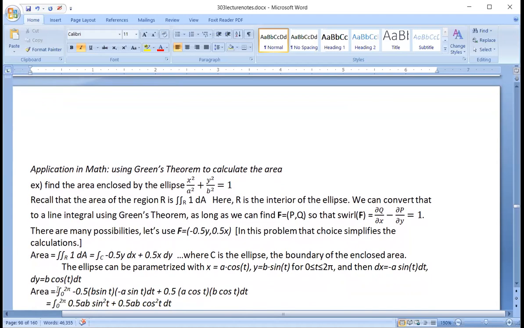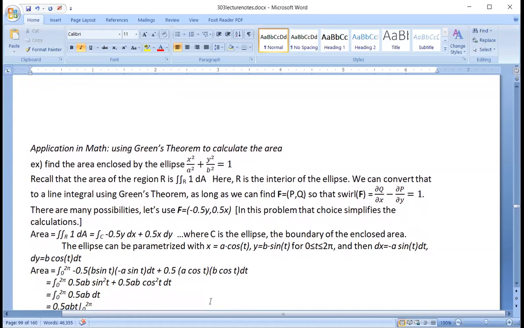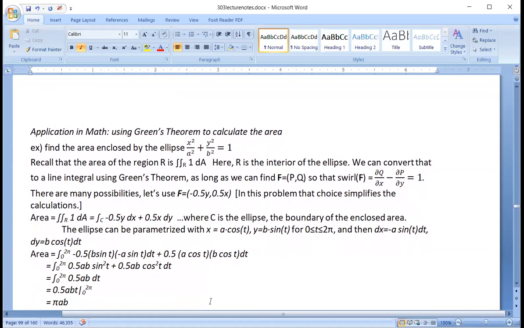So let's collect everything. This gives half ab sine squared t plus half ab cos squared t, and all of that dt. And now this is why I chose this specific vector field. Clearly it simplifies very nicely. You factor out the half ab, and sine squared t plus cos squared t equals 1. So now we just need to do this single integral, which of course is very easy. Half ab is just constant, so half ab t as t goes from 0 to 2 pi, plug it in, and you get pi ab.